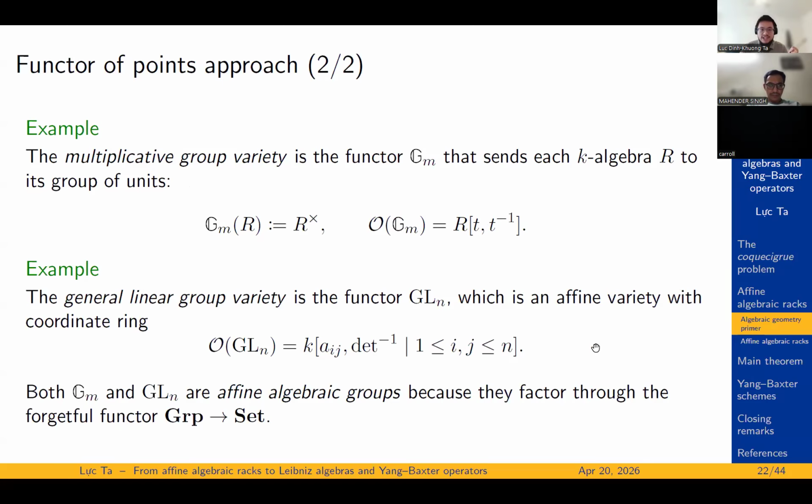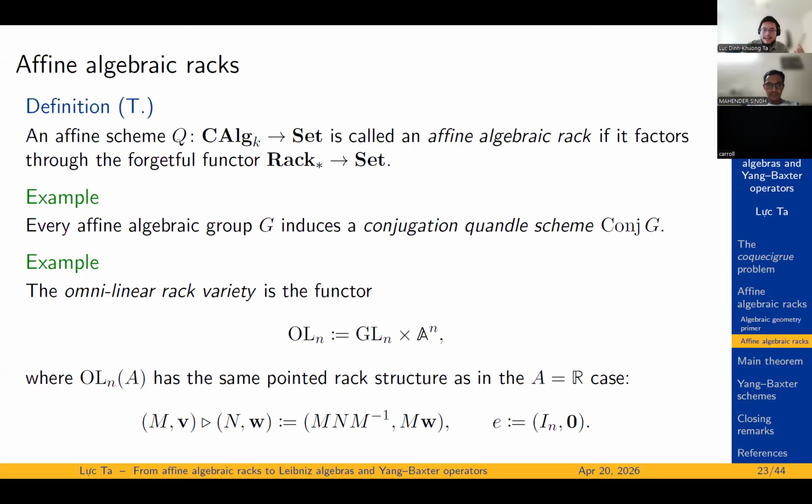So both GM and GLN are affine algebraic groups. That's because they factor through the forgetful functor from groups to sets as functors. So then similarly, we can define an affine algebraic rack as a scheme such that if you look at it as a functor, then it should factor through the forgetful functor from pointed racks to sets.